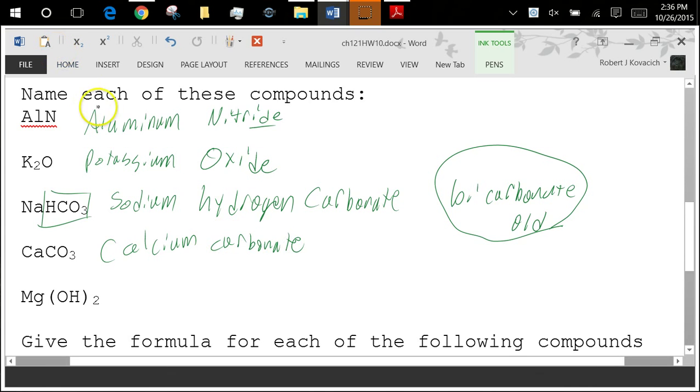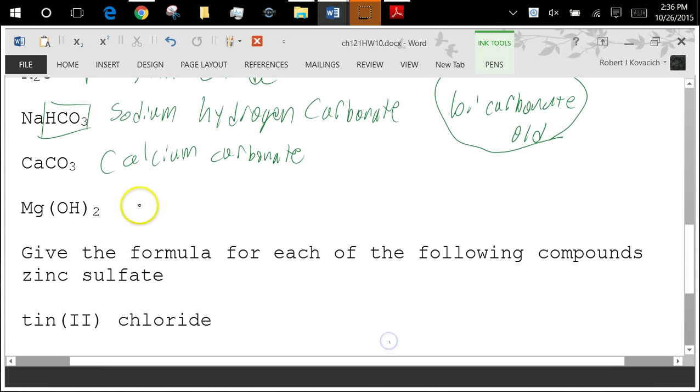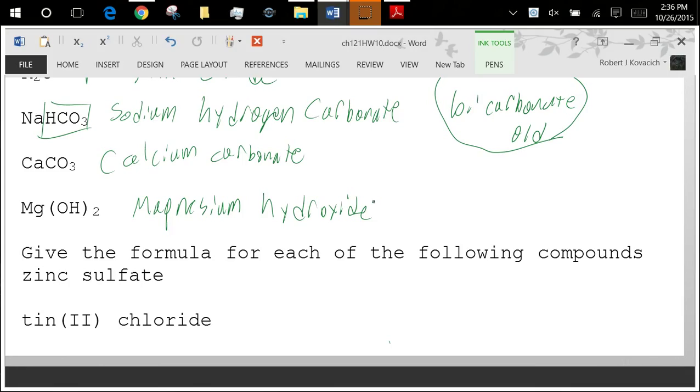Calcium carbonate. Okay. And this last one? Magnesium hydroxide. That is correct. Why do I just get to say magnesium hydroxide? How come I don't indicate hydroxide numbers or anything like that? You just don't do it. You're just supposed to know that magnesium's a +2 and the hydroxide's a -1 charge, and that you need 2 of them to go along with the 1 magnesium.